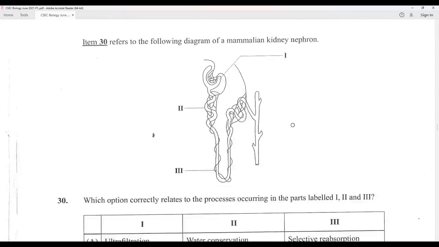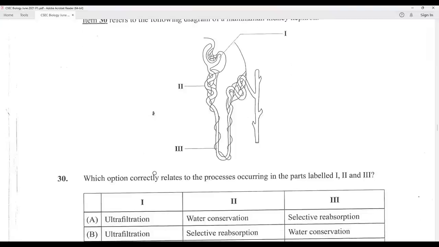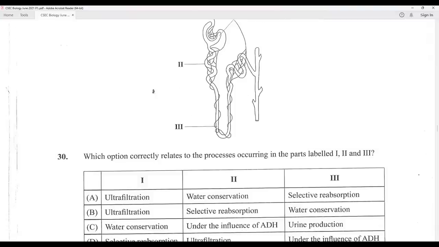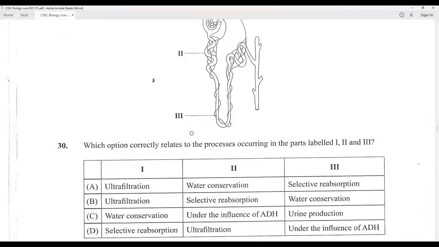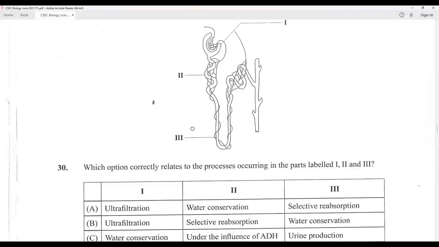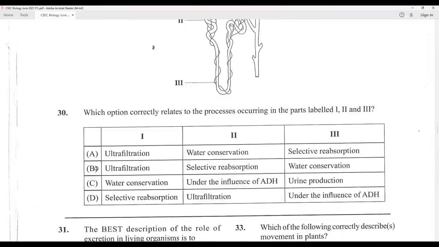Item 30 refers to the following diagram of a mammalian kidney nephron. Which option correctly relates to the processes occurring in the parts labeled 1, 2, and 3? One is the Bowman capsule, where the filtrate from ultrafiltration goes. Two is the proximal or first convoluted tubule, that's selective reabsorption. And three is the loop of Henle, which controls water regulation, water conservation. So we are looking for that, which puts the answer at B.